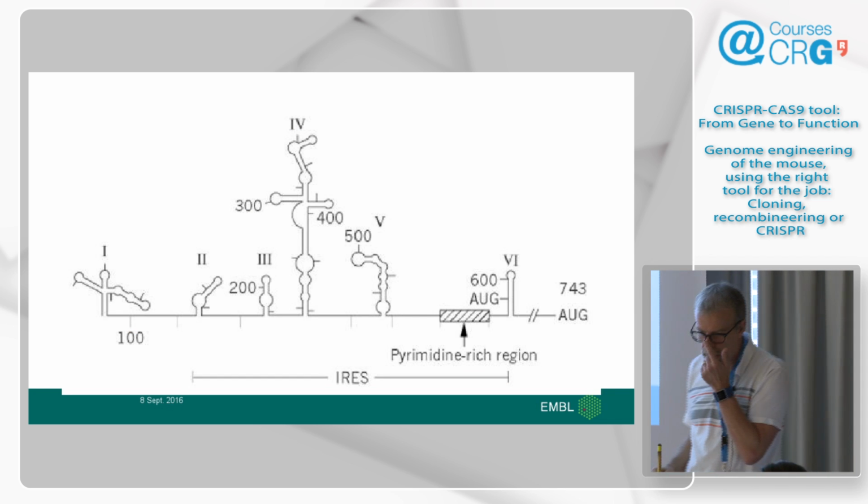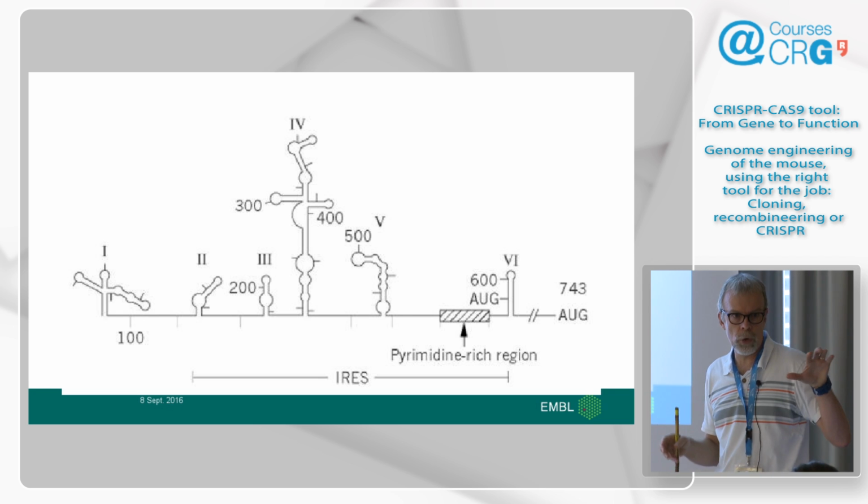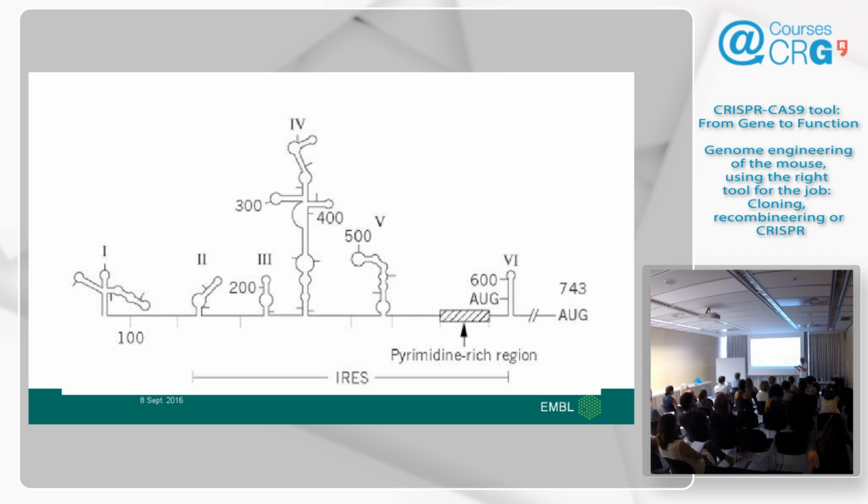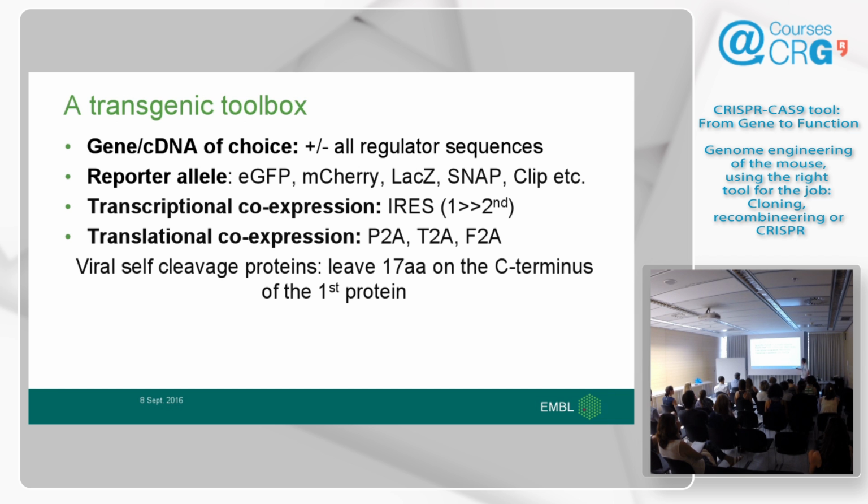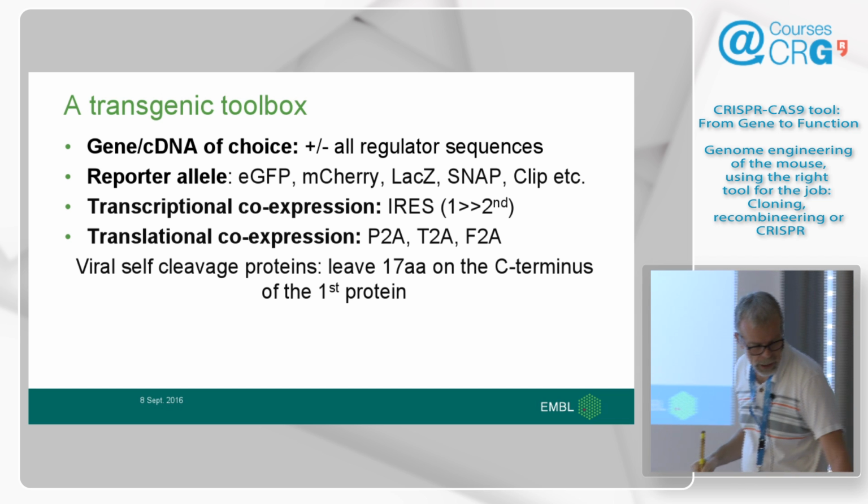I think in the previous slide I mentioned that the first is always much more than the second. So the second you don't get much expression. Sometimes you get no expression of the second. They're a little bit complicated to work with. Here's kind of what the structure of an IRES looks like. It's pretty good size, you know, anywhere from 500 to 700 base pairs. So it's a little awkward to work with, and a lot of times you put all the effort into it and it doesn't work. So that's largely been replaced by these guys. Translational co-expression, there's a bunch of them, P2A, T2A, F2A, and they all do a similar thing.